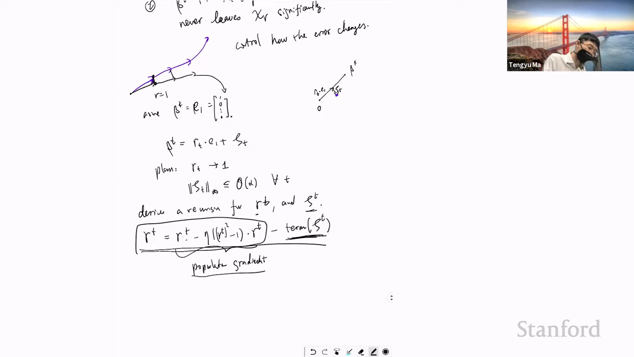But how do you know that zeta t is small? That becomes even more complicated, because zeta t also has a recursion, right? I don't even see a simple way to write it. Actually, I have something like this: zeta_{t+1} equals zeta_t minus some matrix M_t times zeta_t. Some vector, sorry.